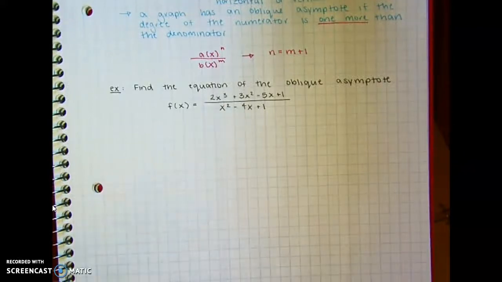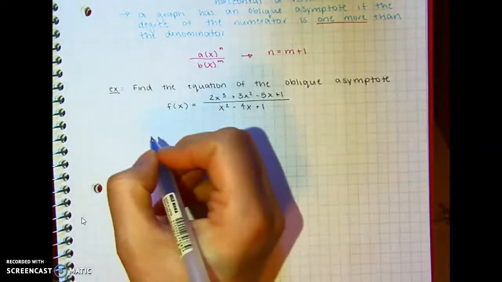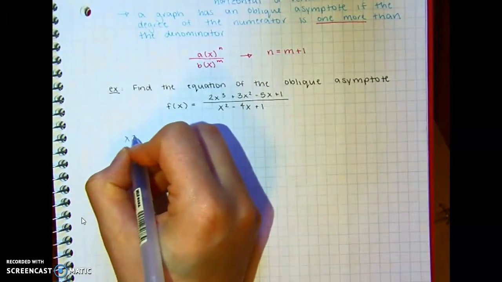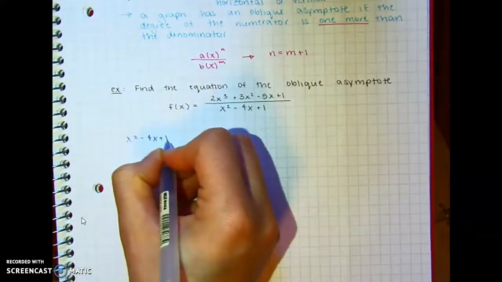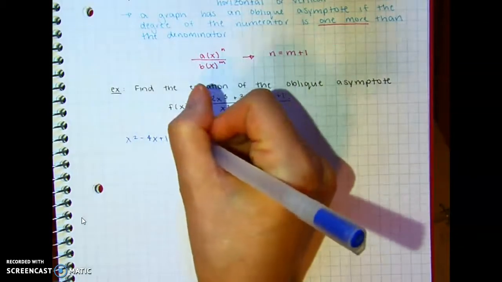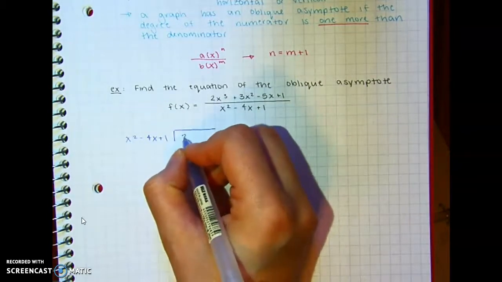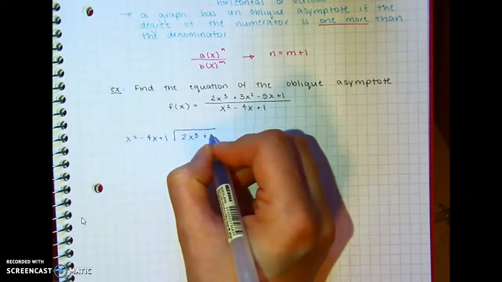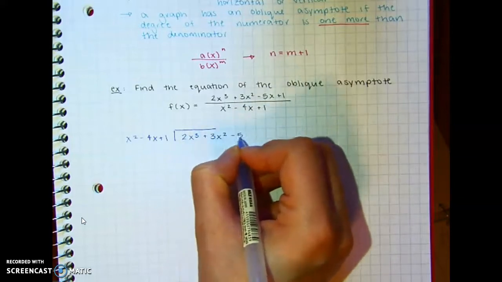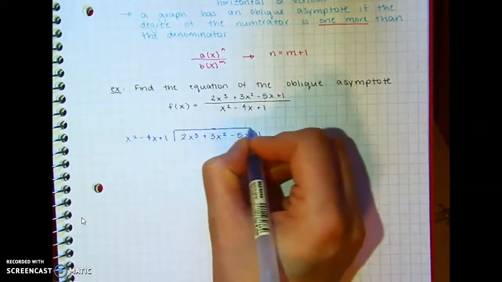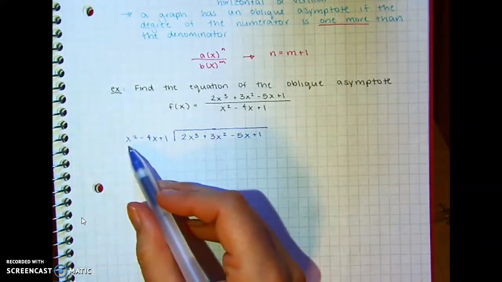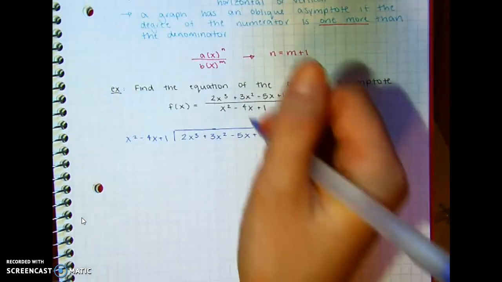So to find the oblique asymptote, all we do is some long division. So we take what we're dividing by, right? We just divide this really and see what we're left with. So x squared minus 4x plus 1. How many times does that go into 2x cubed plus 3x squared minus 5x plus 1? There's no placeholder needed. Alright, so what times x squared will give me 2x cubed? It's 2x.